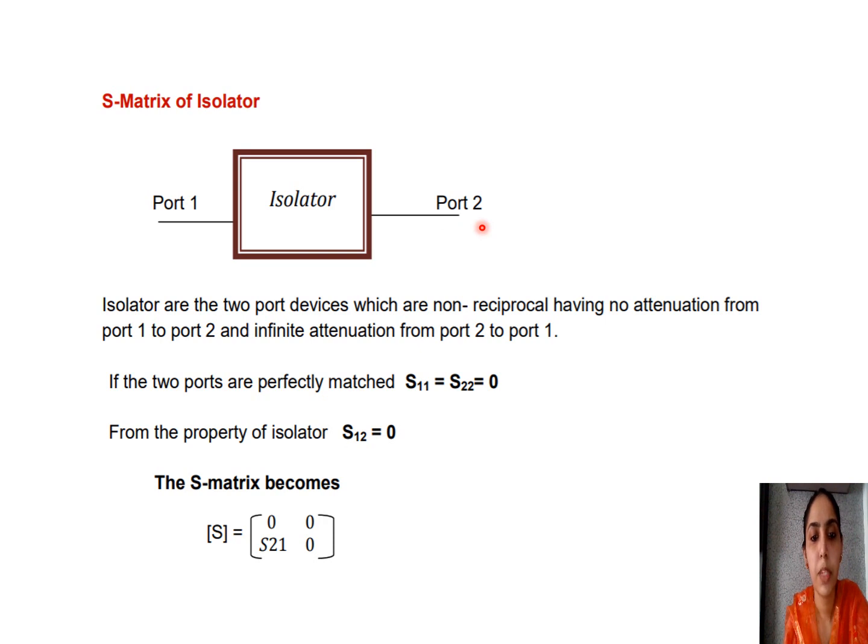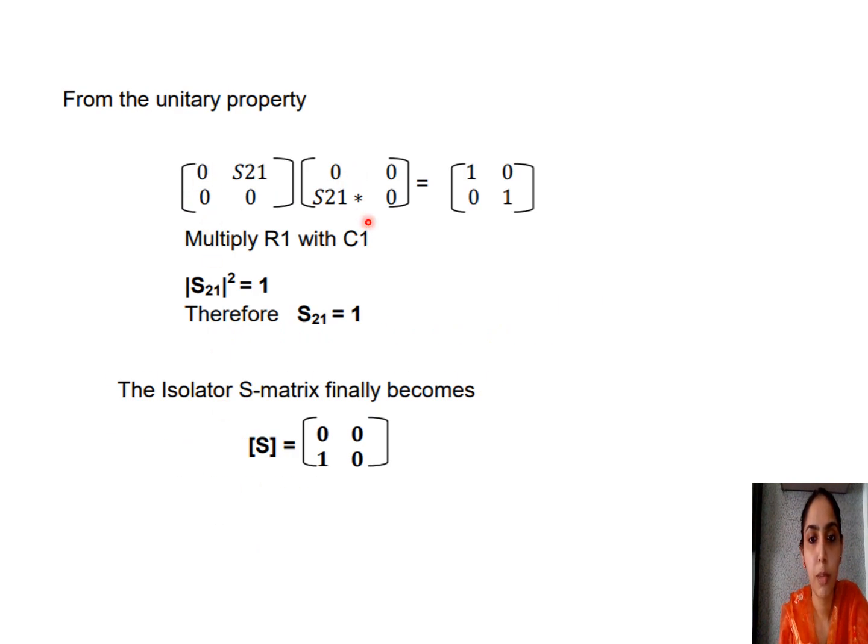So what happens if S12 is equal to 0? Only the S21 is going to remain. It can be reverse also. So we can reduce the S matrix as such, with only one element. Next we employ the unitary property to get the elemental value. Applying the unitary property, S into S conjugate is equal to the identity matrix, we get the value for S21 as equal to 1. So the S matrix for the isolator is obtained as 0, 0, 1, 0.